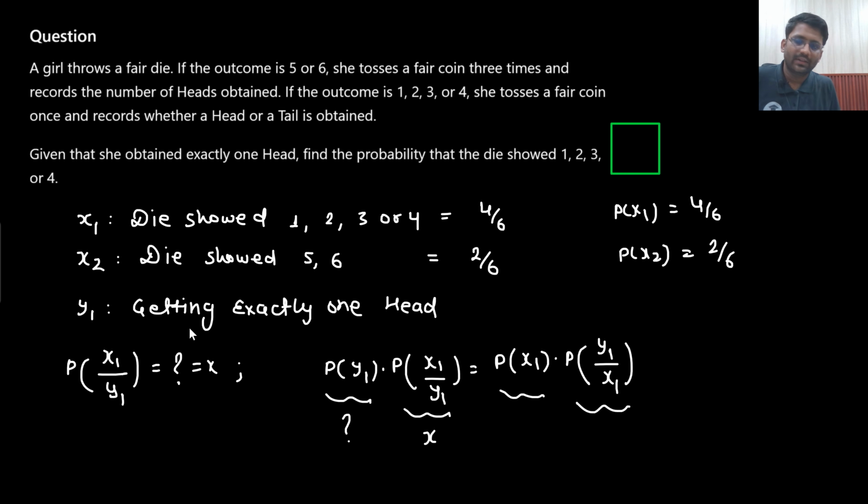Do I know this particular thing? What is this particular thing? Probability of y1 by x1. So read it carefully. Such that die is showing 1, 2 or 3 or 4. Find the probability given that die is showing either 1 or 2 or 3 or 4. Find the probability that you are getting exactly one head.